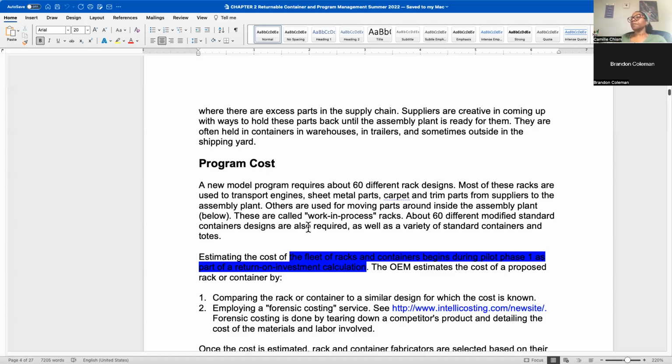So you want to also look at your racks, because the racks are very expensive. They require more maintenance if they're not taken care of properly.